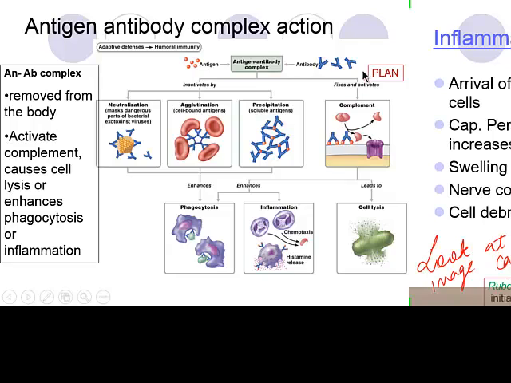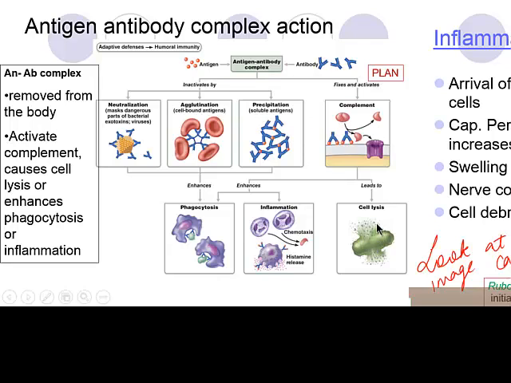The P of the plan is it causes precipitation. That means the antibody binds to the antigen and precipitates it, so it becomes soluble and then it's removed from the kidney. So again, you can see it's removed from the body. This is one way which happens in blood transfusion. Remember how antigen antibodies combine in mismatched blood transfusion, and that's why if the blood transfusion is mismatched, the kidney is the organ which is affected the most because it has to be filtered out of the kidney. So P stands for precipitation.